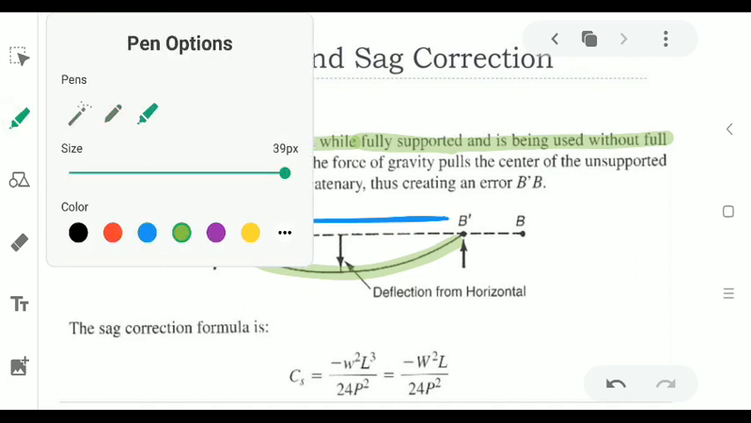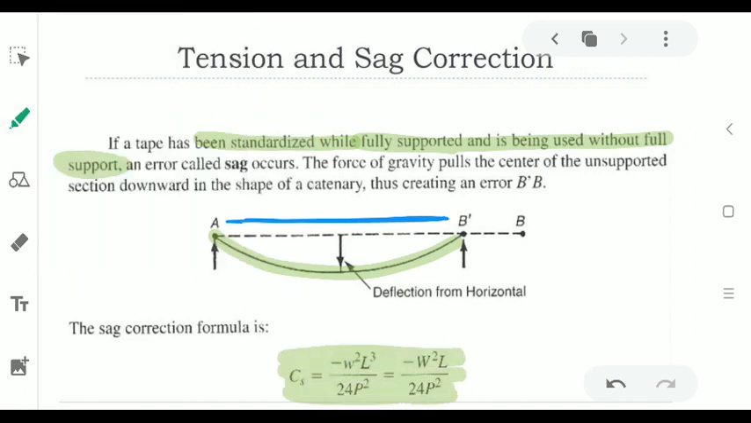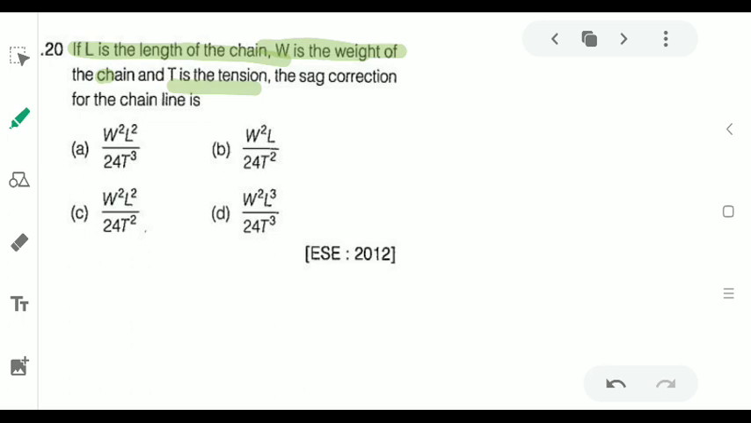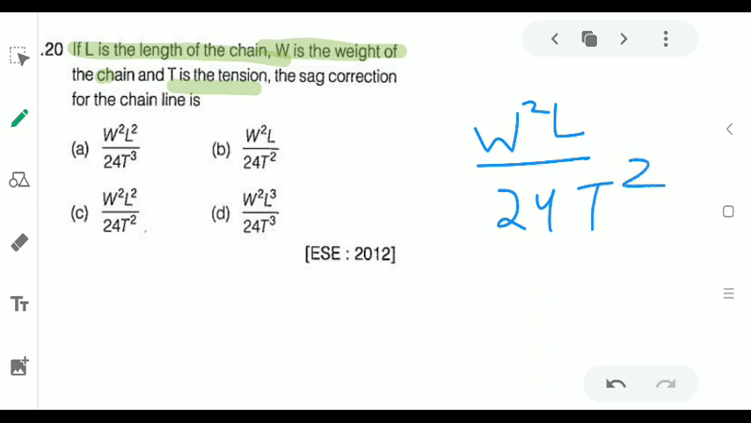सो उसकी जो वैल्यू होगी ये हम डिस्कस कर चुके हैं कि या तो W square L cube upon 24 P square होगी, जहाँ पर जो आपका w होगा that will be the weight of tape in kilogram per meter run और W will be simply the kilogram. तो आपकी जो वैल्यू होगी अगर किलोग्राम में वैल्यू है तो W square L upon 24 P square होगी. So question में हमें जो वैल्यू दी हुई है वो directly chain का weight दिया हुआ है, per meter run में नहीं but total weight दिया हुआ है. So the correct answer will be W square L upon 24, since the tension value is given as T, so 24 T square. So the correct option for question number 20 will be option B.